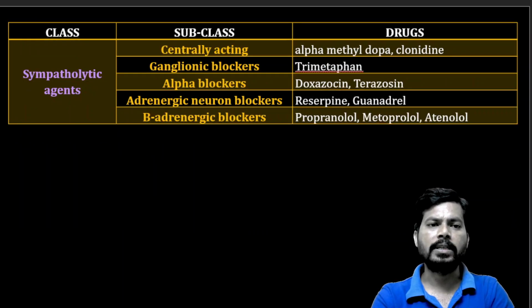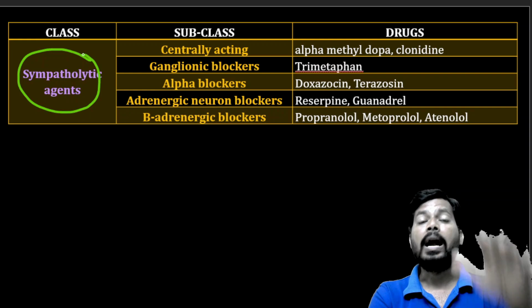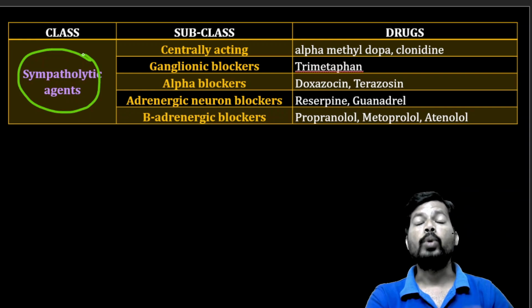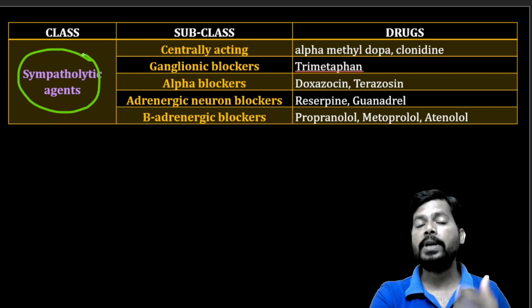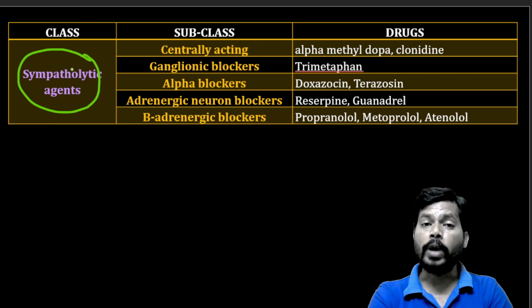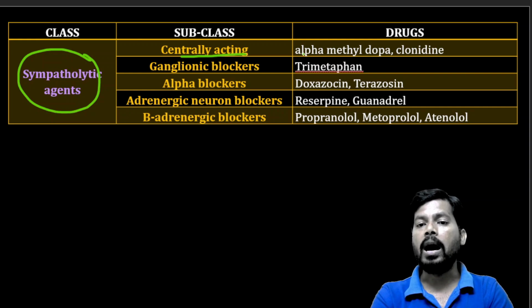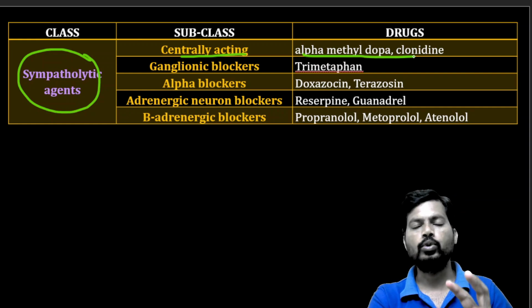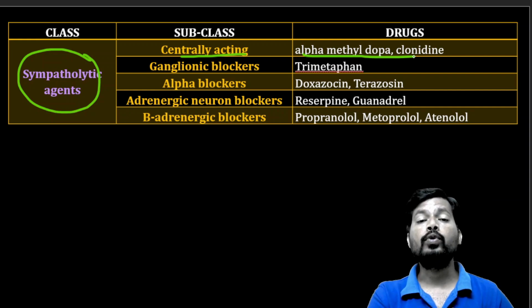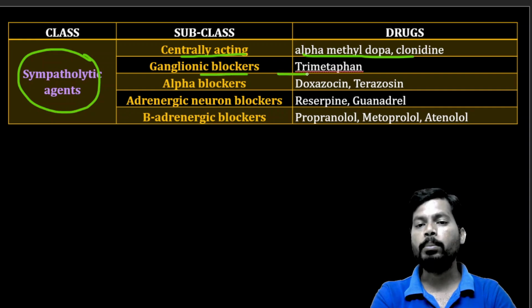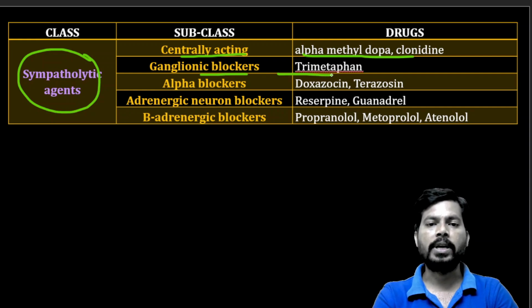Next, sympatholytic drugs. These are drugs that act on the sympathetic nervous system and decrease its activity. Excess sympathetic nervous system activity increases blood pressure in the blood vessels as well as hypertension with the heart. That's why we have to decrease the sympathetic nervous system action. Centrally acting sympatholytics: alpha methyldopa and clonidine. These two drugs agonize the alpha 2 receptors in the CNS, decrease the sympathetic flow to the periphery, and decrease the blood pressure. Ganglionic blockers like trimethaphan are used especially in the treatment of severe hypertension.